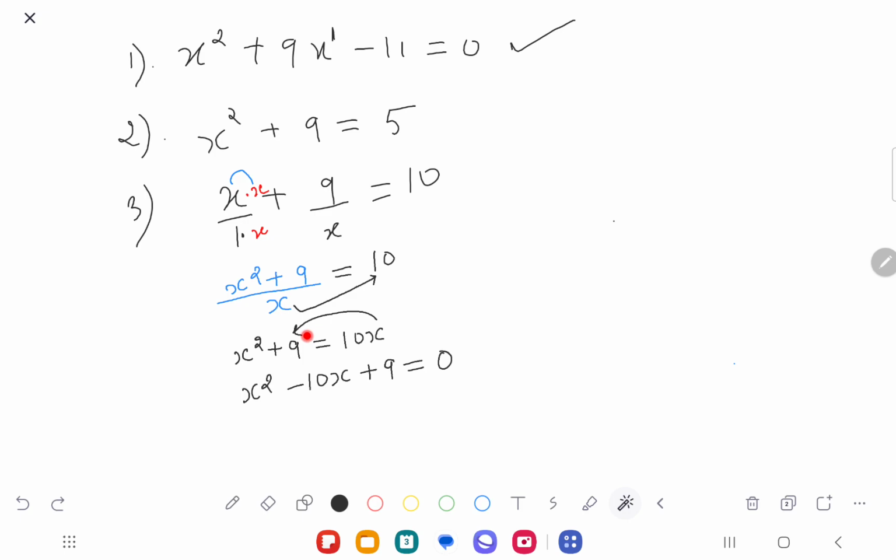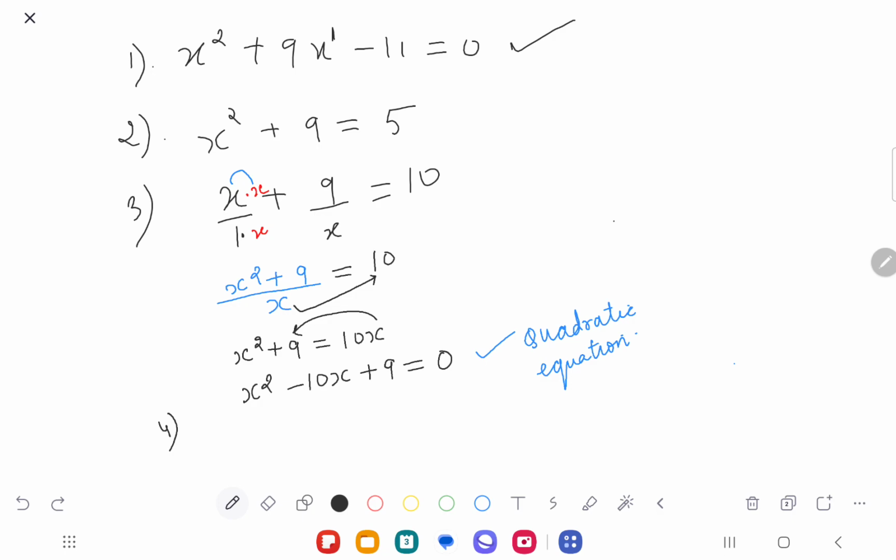So here the highest power, again, you can see is 2. So thereby it is the quadratic equation. Yes or no? It is the quadratic equation. Any doubts in this? Just tell me. Understood? Yes or no?